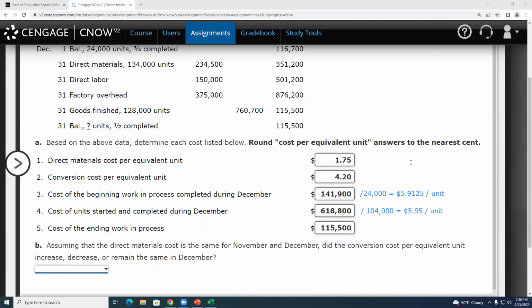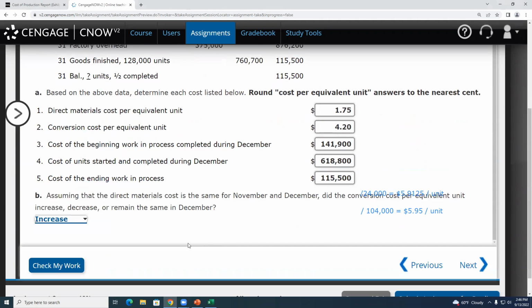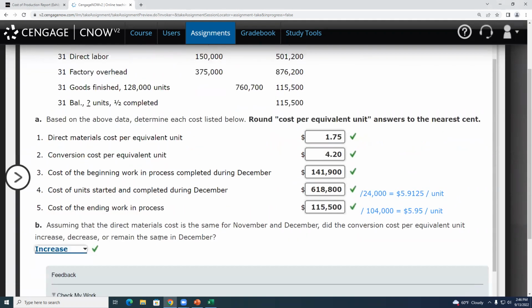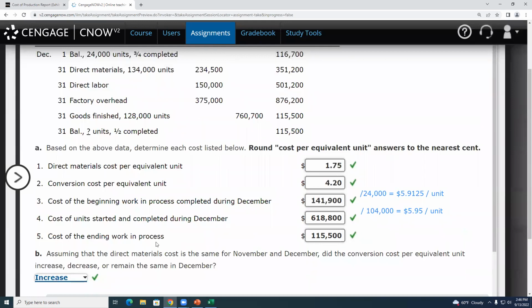So we know that the cost is made up of direct materials and conversion costs, which includes direct labor and overhead combined. We're told that the direct materials stayed the same. And we know the total cost increased. So what must have happened to the conversion cost during the month? It must have increased. Okay. Any questions on that exercise? Okay.